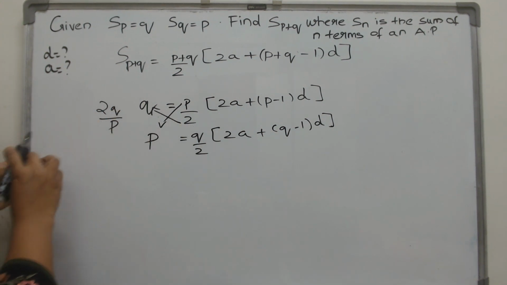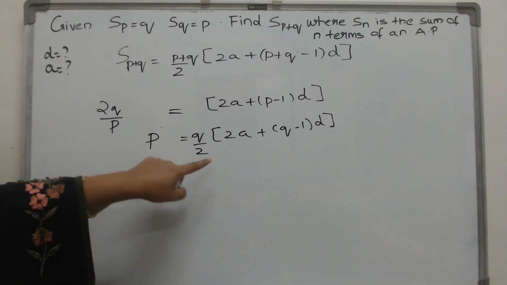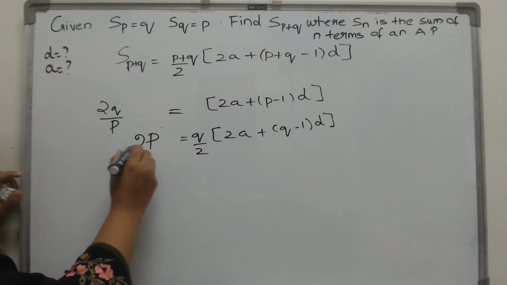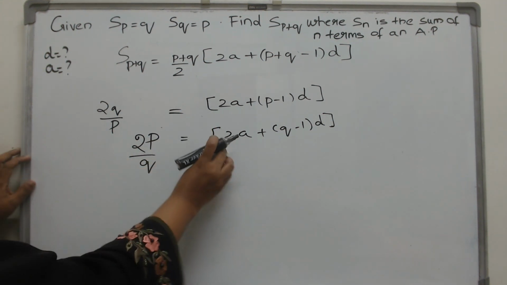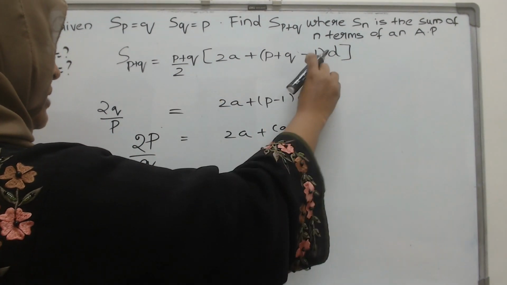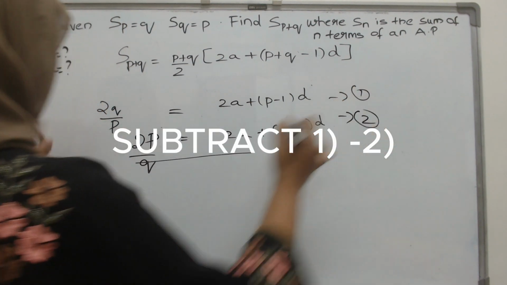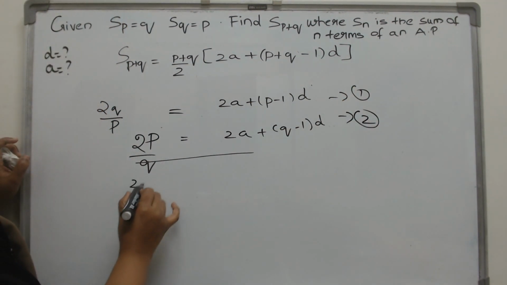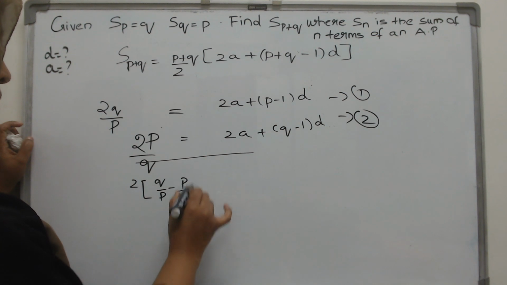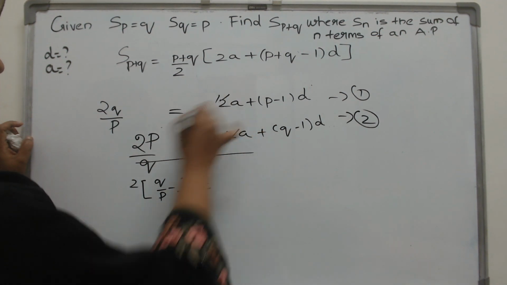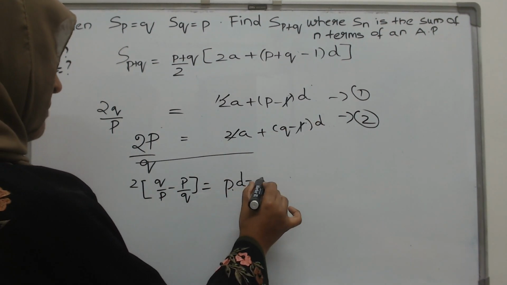2q by p. Let us get rid of this whole thing here and the equal to sign. Again, how will this look when you cross multiply? 2p by q. This is how this equation will look. Then we don't need the brackets because we are not multiplying anything, right? So there. Now just subtract both of these. Then how will this side look? 2 is common, you can take it out. You have q by p minus p by q. And here what do you have? These two terms get cancelled. A minus d gets cancelled. So you get pd minus qd.